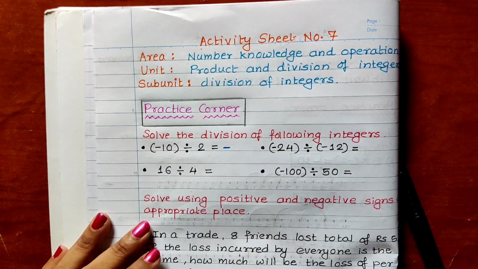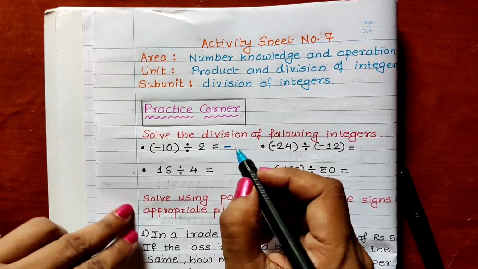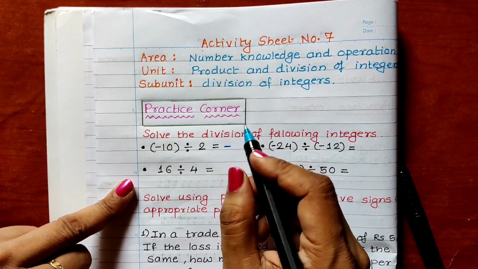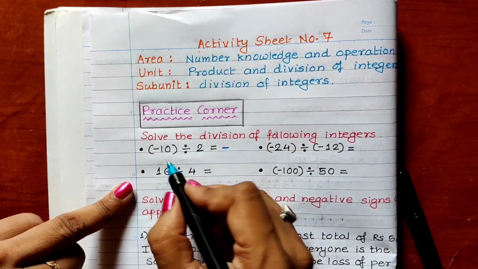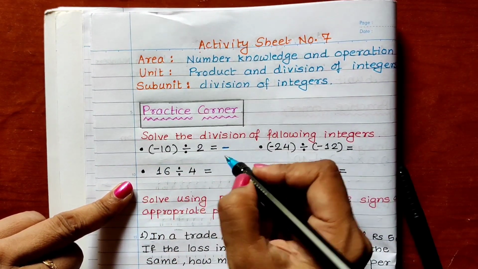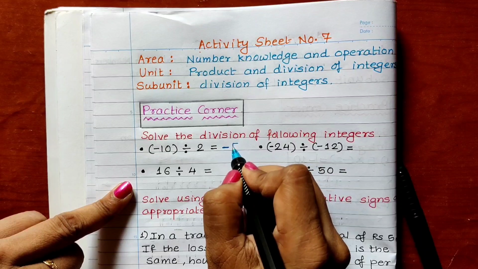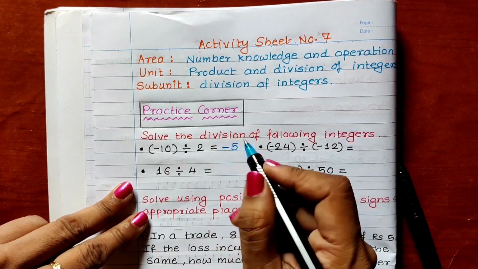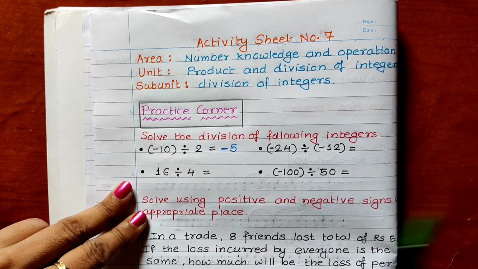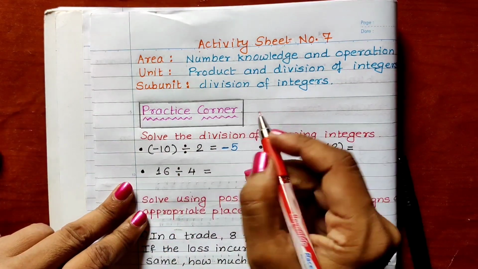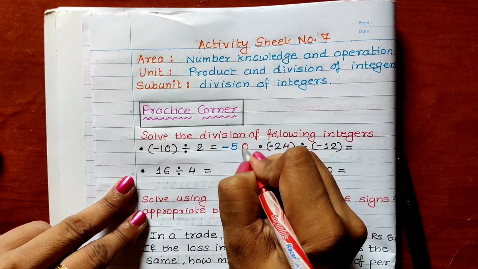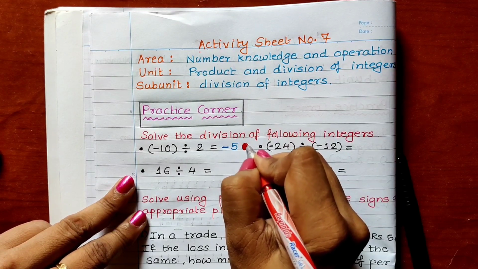Those who have learned the table very nicely, those who have done the practice of division very nicely, they will find these sums very easy. So minus plus sign is minus, and 2 5s are 10, answer is 5. So we will show a negative number by a circle of red color.